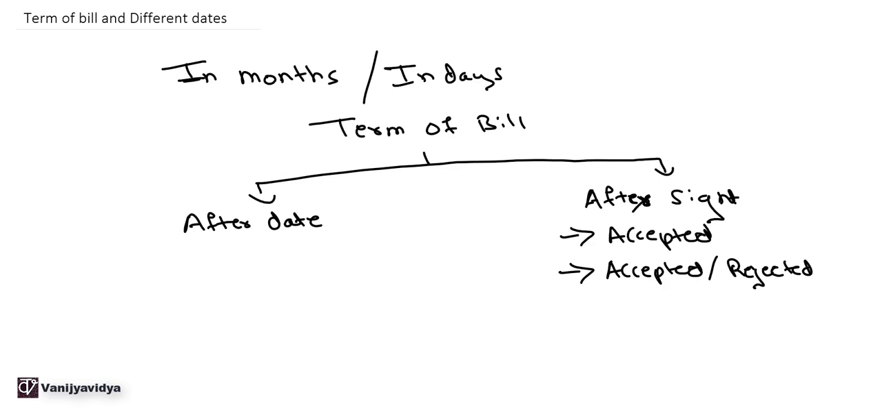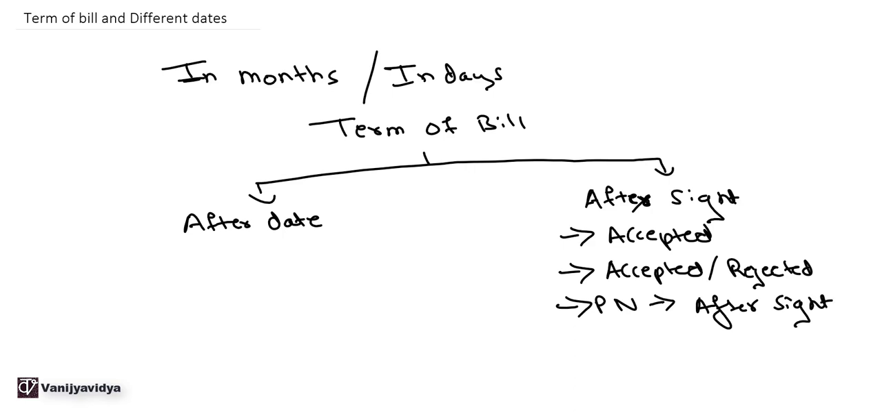Then in the case of a promissory note, since a promissory note is prepared by the buyer himself, wherein he promises to pay a certain amount of money and it need not be accepted, the promissory note after sight is after presentment of the bill. That is, when he presents the bill to the seller, that is the date that has to be used.